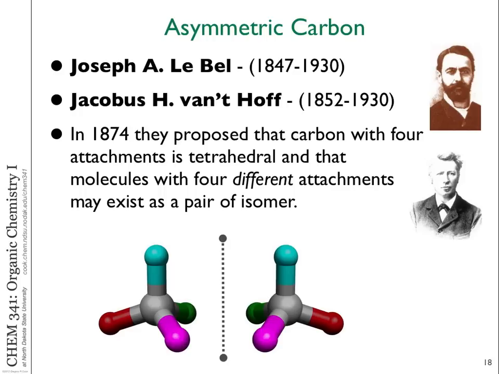In 1874, they actually proposed that carbon was tetrahedral. That's the first time that anyone proposed carbon was tetrahedral. Again, without much idea about bonding and structure at this point. And he says that they may exist as a pair of isomers if they have four different groups attached. So this was the first inkling that this property that people were observing, of rotating plane polarized light, while at the same time these molecules have identical other physical properties, was due to this asymmetric carbon.